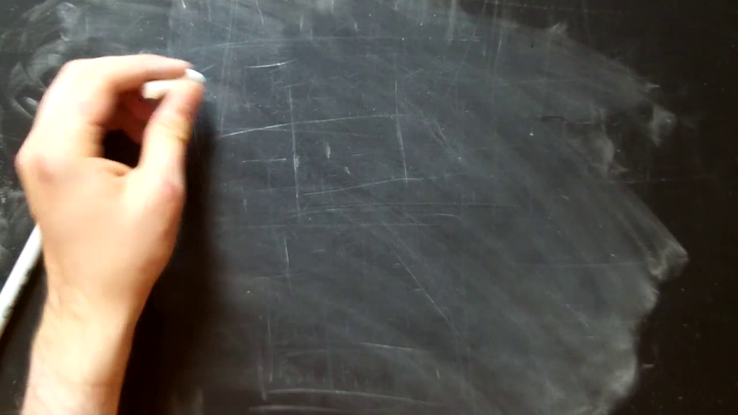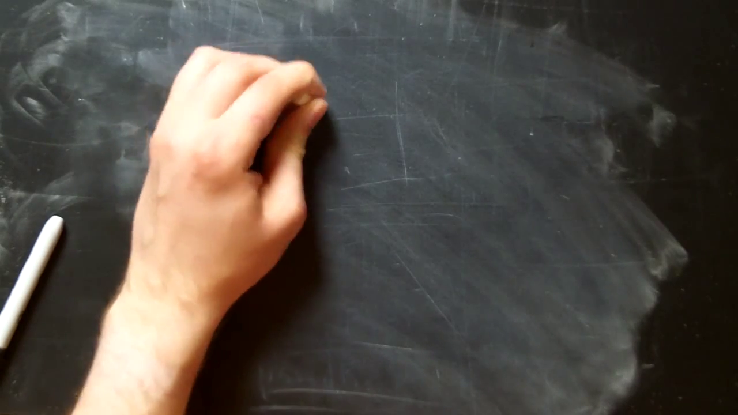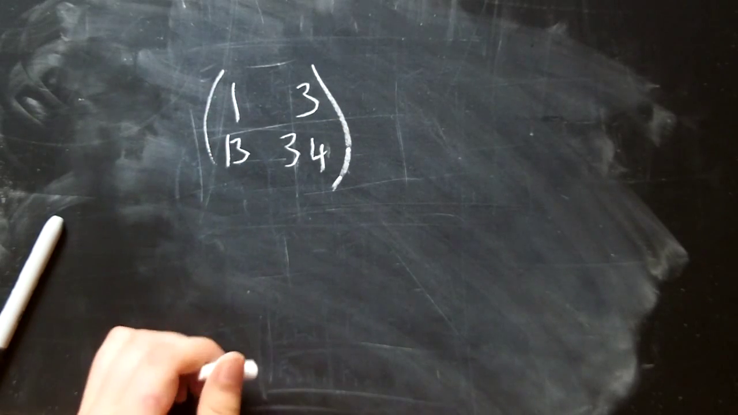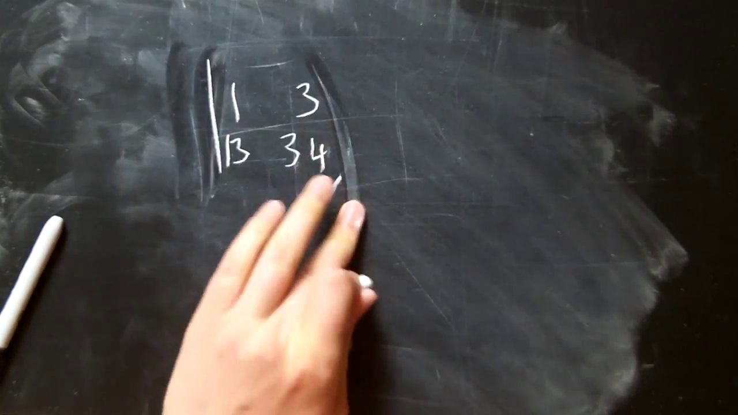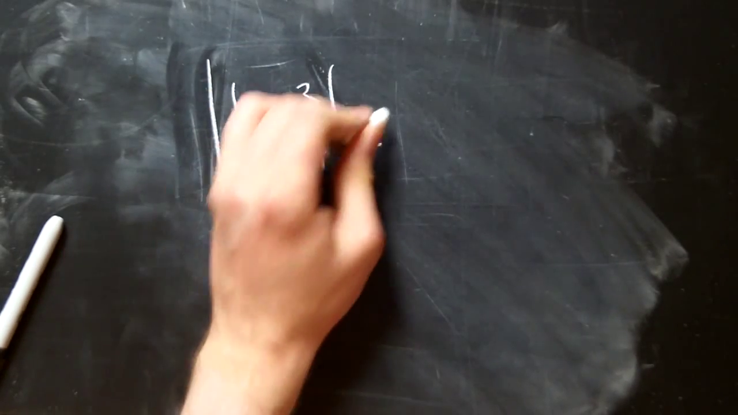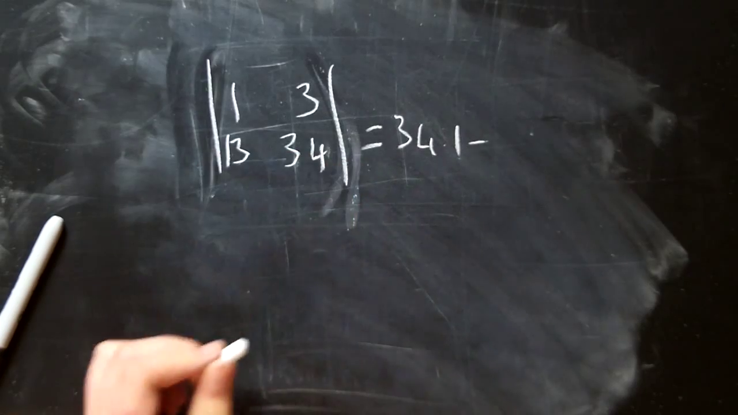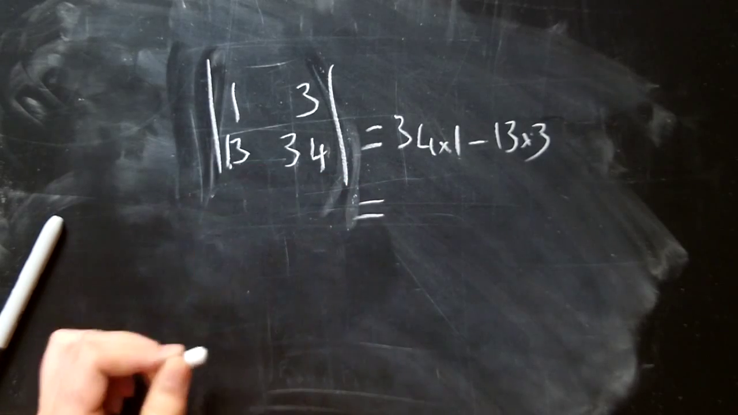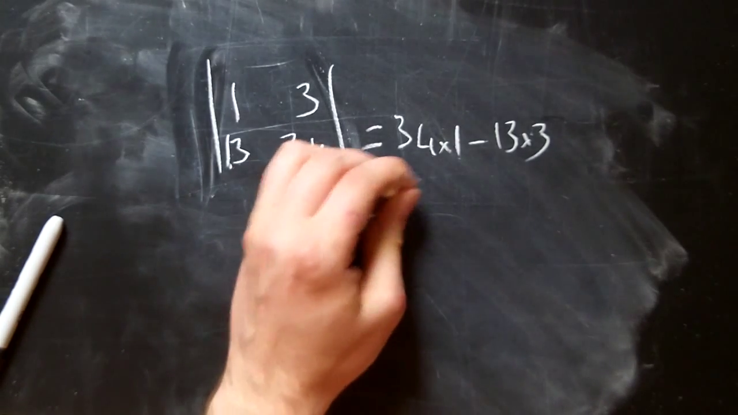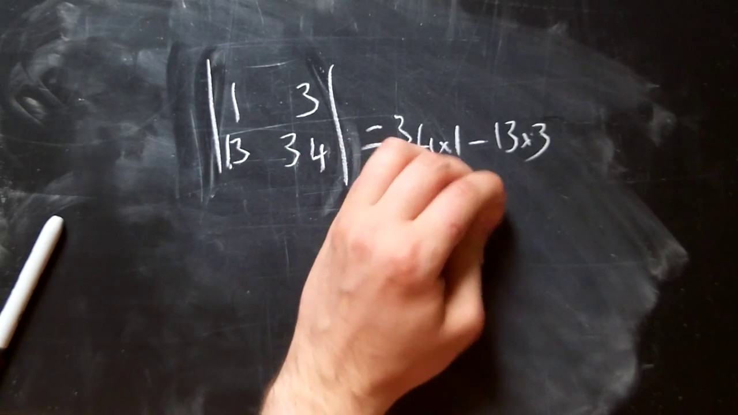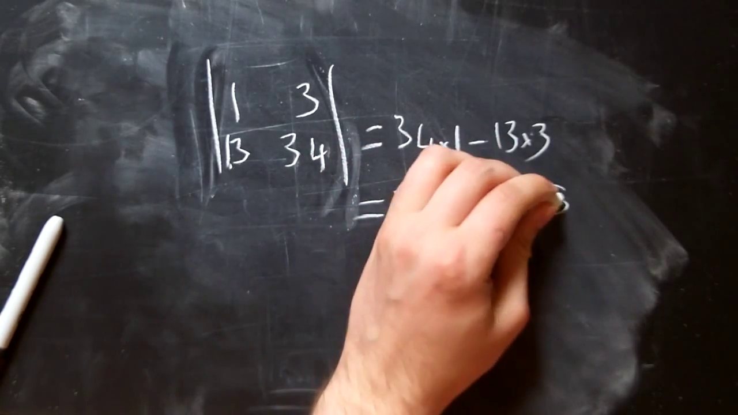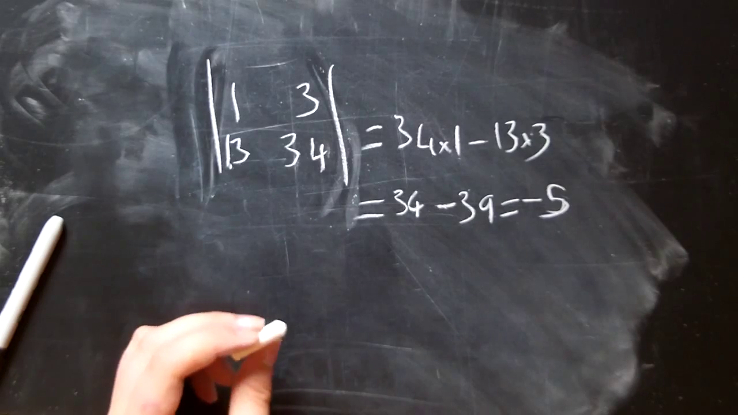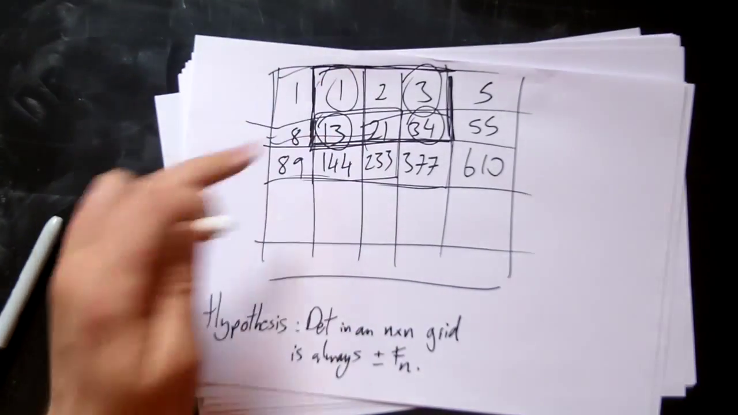So what did I have? I had 1, 3, 13, 34. The determinant of that, so I want straight lines there, really, is 34 times 1 minus 13 times 3, which is 34 minus 39, so minus 5. Okay, that's fine. That looks the same as the 21 minus 26, that's also minus 5.